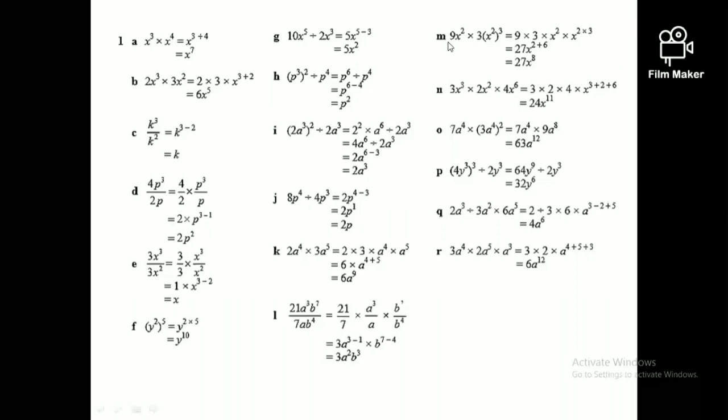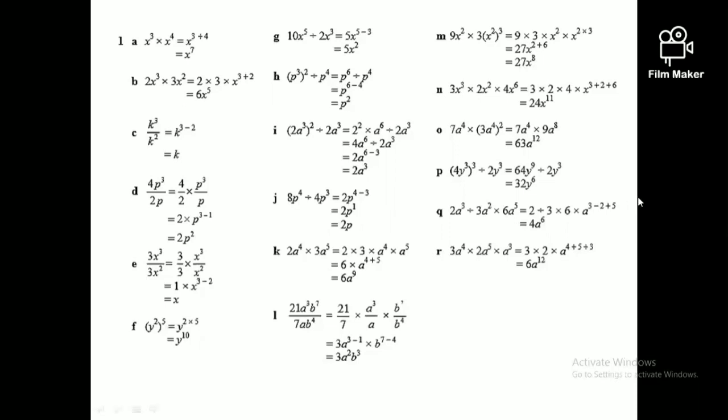If you come to part M, in this question, 9x squared into 3 times x to the power 2 to the power 3. So simply you can operate this as 9 into 3. x to the power 2, here this is the power of a power rule. x to the power 2 into 3, that is x to the power 6. Then x to the power 6 multiplied with x to the power 2, you can add the powers. Then your final answer turns out to be 27x to the power 8. That is the answer for part M.